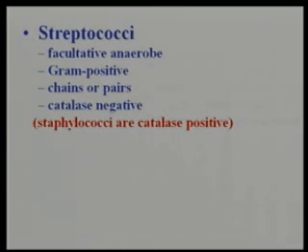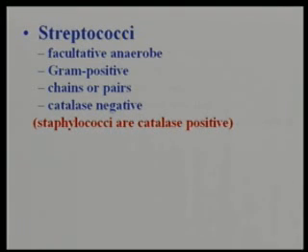The streptococci are facultative anaerobes. They are gram-positive. They grow in chains or pairs, and they are catalase negative. The emphasis on this catalase test is because staphylococci are catalase positive. Catalase is an enzyme that degrades hydrogen peroxide, as I've mentioned before, the detoxifying enzyme. When hydrogen peroxide is broken down, it bubbles. It produces oxygen. So if you take a plate of streptococci and a plate of staphylococci and add some hydrogen peroxide, if there's staphylococci there, they will bubble.